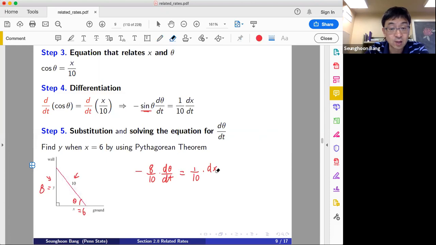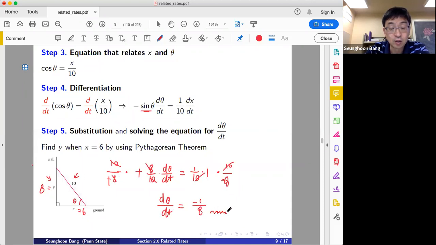The dx/dt is 1, so times 1. You can multiply both sides by the reciprocal, 10 over negative 8. The 10 is crossed out, the 8 is crossed out, and the sign changes. So d theta/dt is negative 1 over 8.